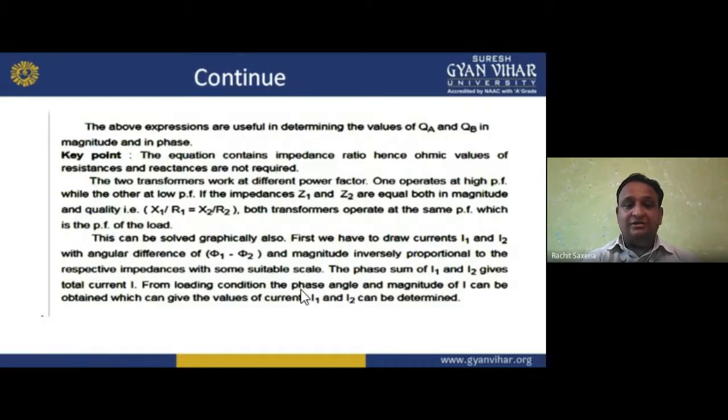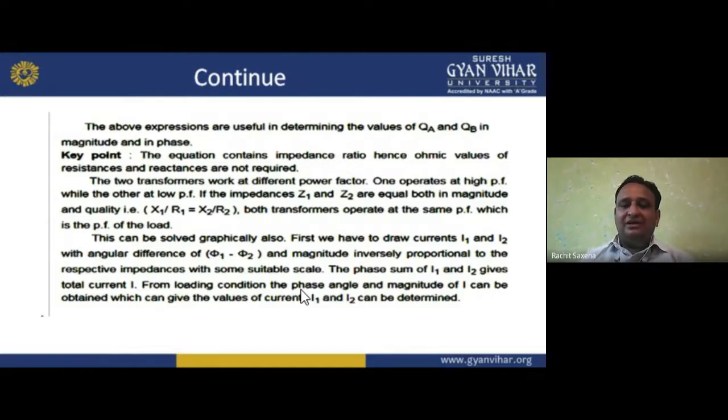I hope you understand. Now the above expressions are useful for obtaining the values of IA and IB in magnitude. The key point: the equation contains the impedance ratio, hence ohmic values of resistance and reactance are not required. The two transformers work at different power factors. One operates at high power factor while the other at low power factor. If Z1 and Z2 are equal both in magnitude and quality, that is X1 by R1 equals X2 by R2, we have the percentage impedance.